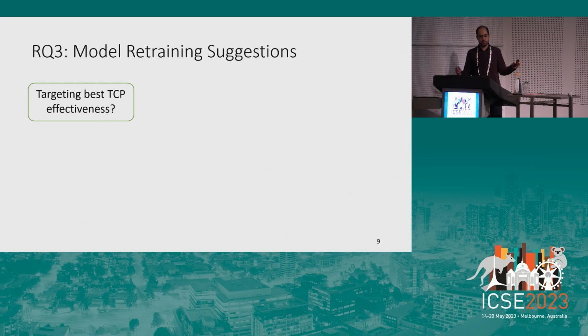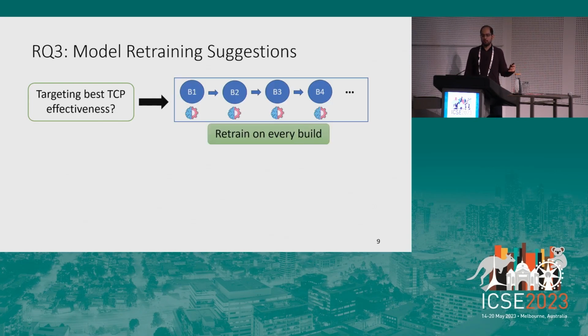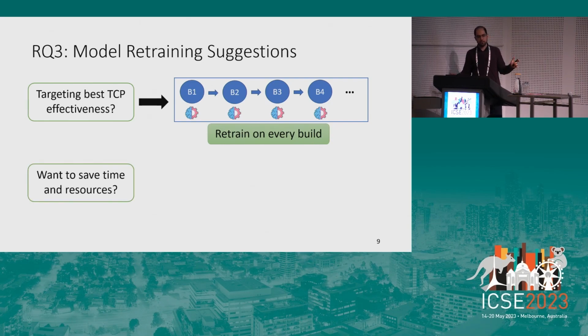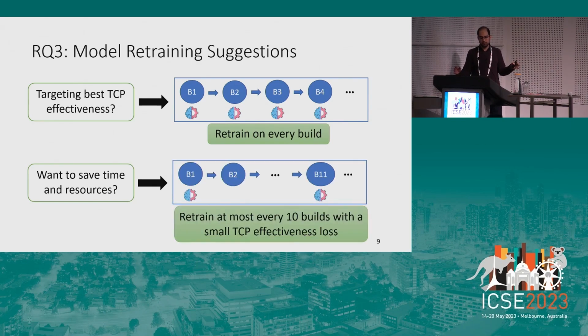We found that if you're targeting the best TCP effectiveness, you need to retrain the model on every build. However, if you want to save some time and resources, you can train at most every 10 builds on average based on our subjects, with a small TCP effectiveness loss.